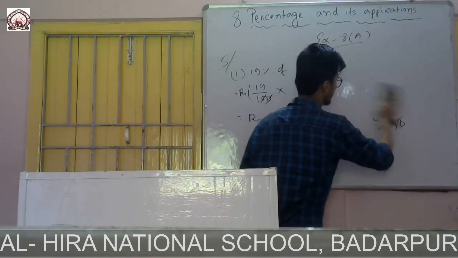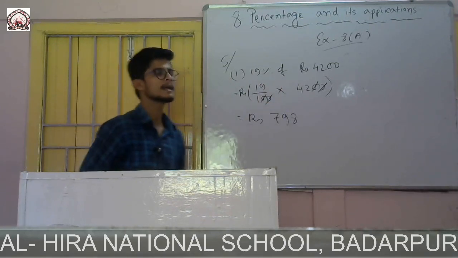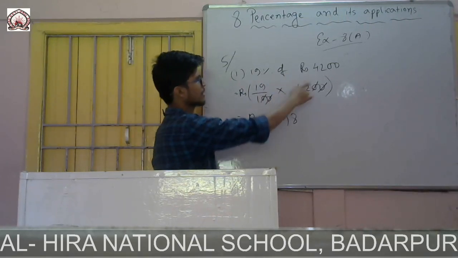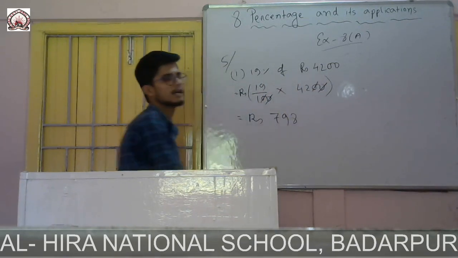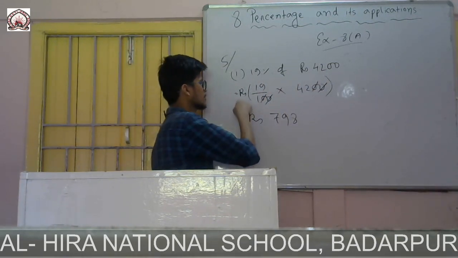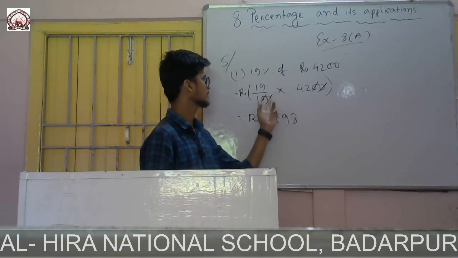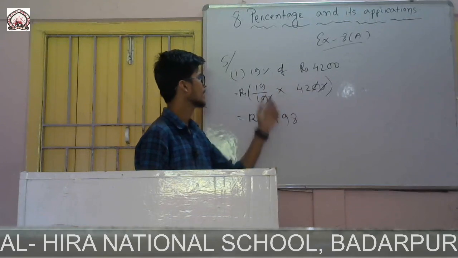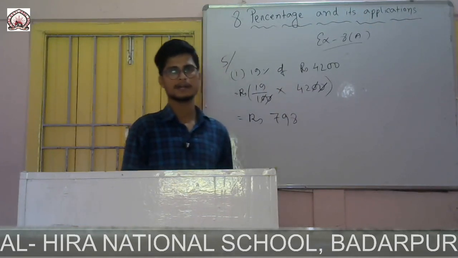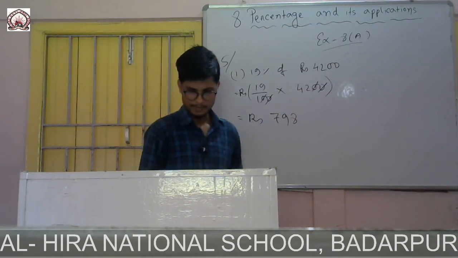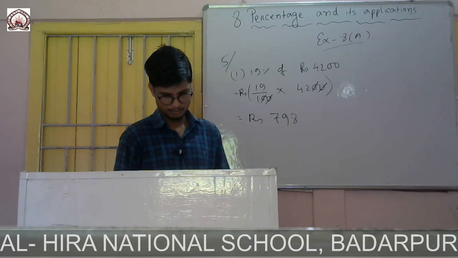Simply I wrote in place of 19%, I wrote it as 19 by 100. Of means multiplication, and the rupees I wrote here. Since it is in rupees, the answer that I will get will also be in rupees. So I wrote rupees in there. Okay, and after multiplying, I cancelled this two, and I multiplied 19 with 42, and I got the answer 798.